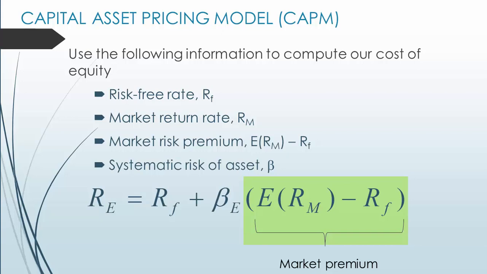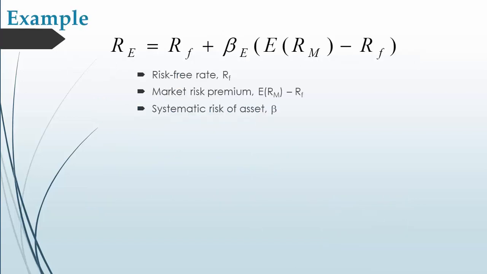And so all you need to do when you're calculating this is the cost of equity is your risk-free rate plus the beta, the riskiness of that specific company, multiplied by the market premium. And let's do a little example with this.